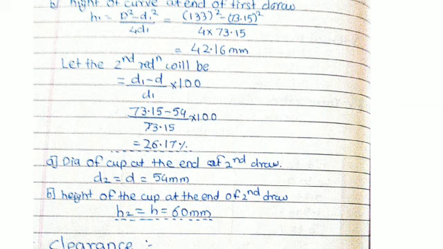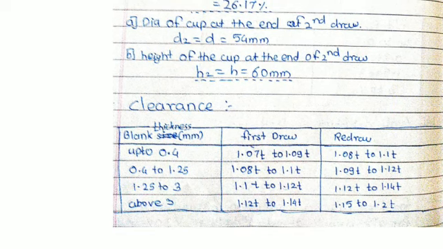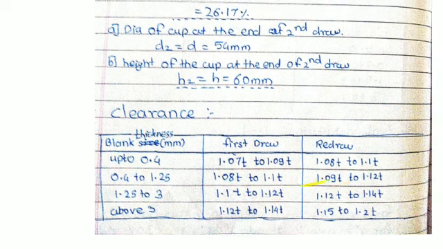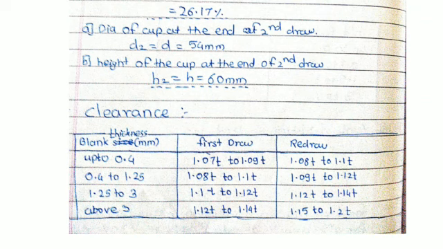Then let us talk about clearance. Clearance is the difference in dimensions of punch and die. This clearance is a function of blank thickness. Here the blank thickness is given as 2 millimeters in the given data. For a blank thickness of 1.25 to 3, for the first draw the clearance between punch and die is 1.1 T to 1.12 T, and for the second draw it is 1.12 T to 1.14 T. Any of the values or the average clearance can also be taken.